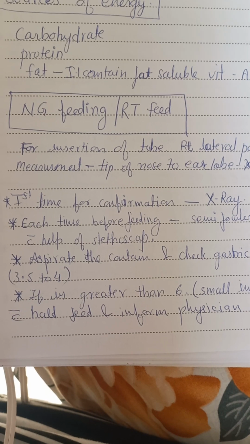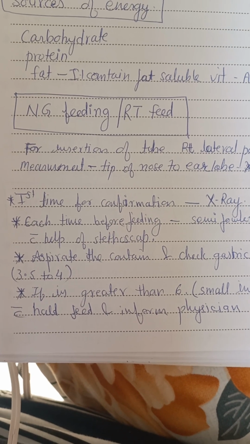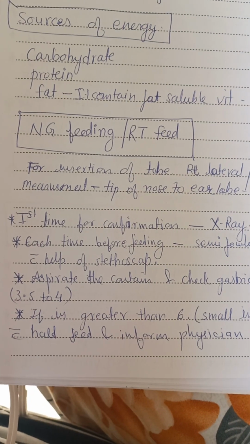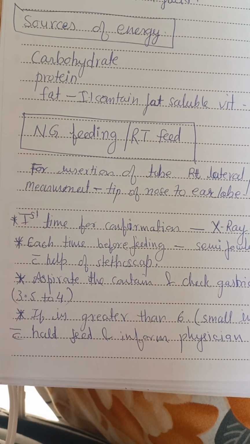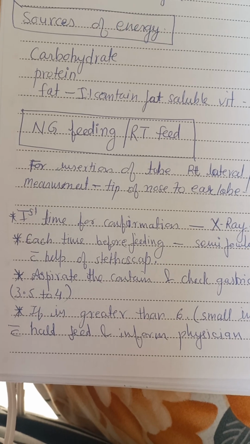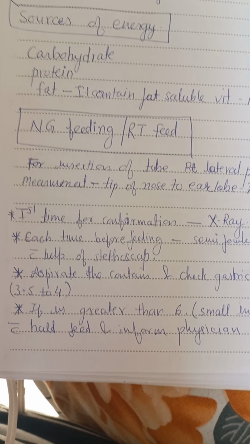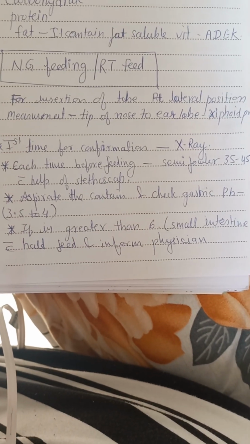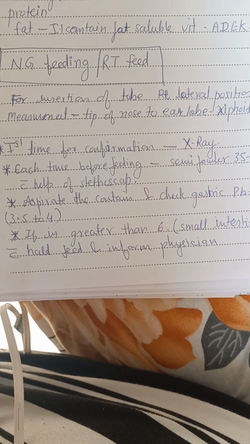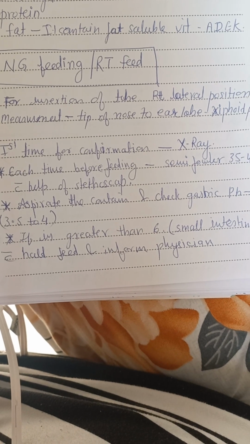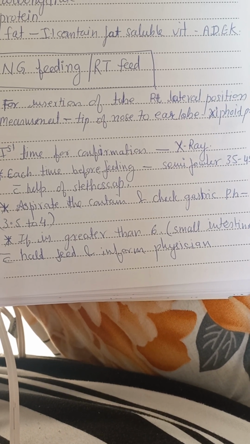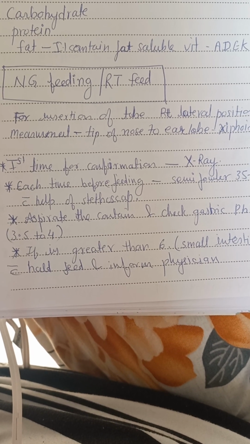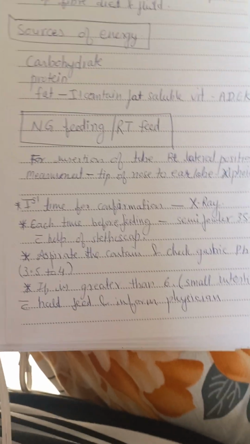Each time before feed, we have to give semi-Fowler position, and we can check tube placement with the help of a stethoscope, and aspirate the content and check gastric pH. Normal gastric pH is 3.5 to 4. If it is greater than 6, it means our tube is in the small intestine. Withhold the feed and inform the physician.